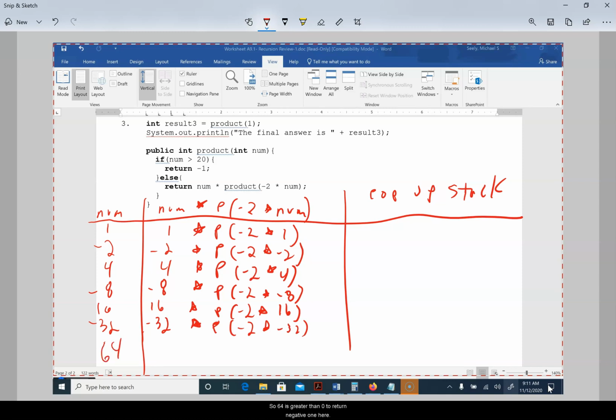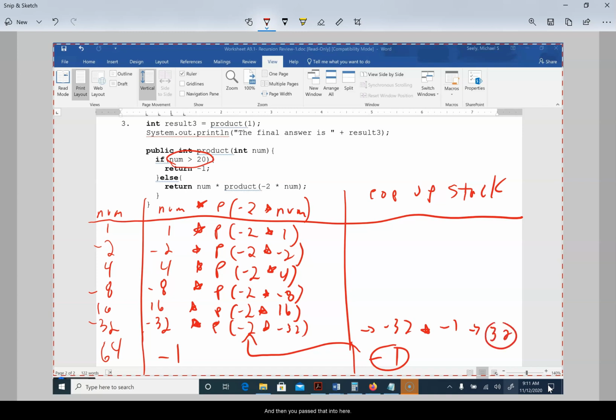So 64 is greater than 0, so return -1 here. So -1 here, and that gets passed into here. So you get -32 times -1, and that is 32. And then you pass that into here, and you get 16 times 32. I calculated these earlier, so I'm just going to plug and chug these in for you guys. I couldn't do this in my head, obviously. So that's 512.